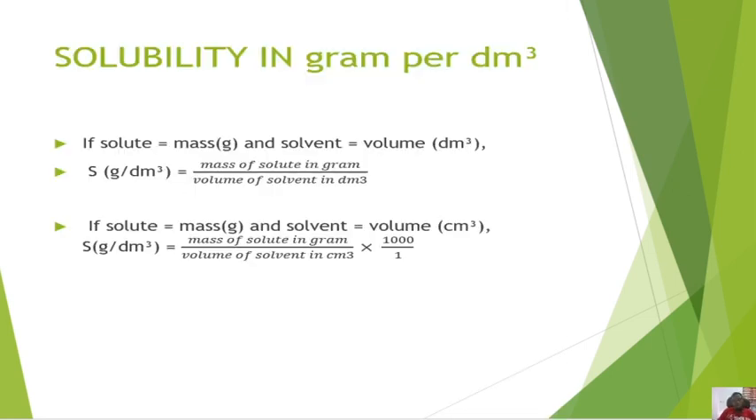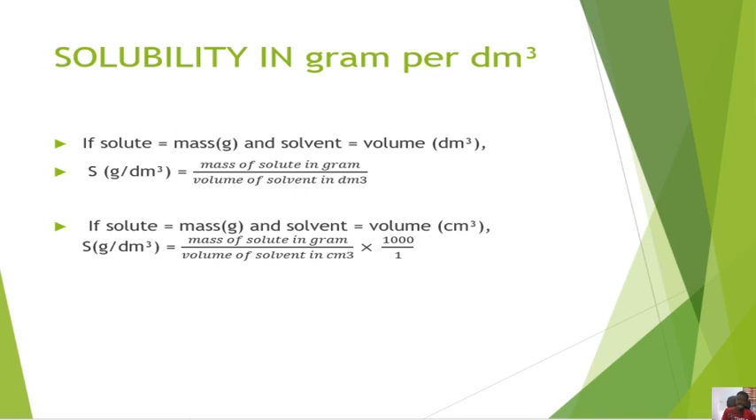The next one we're going to get into is solubility in gram per dm cube. Now, if you look at the unit, it's telling you that on top, you shouldn't have mole. What you should have on top is gram. So don't convert the gram to mole for this one. In fact, even if you have a mole and they ask you for gram per dm cube, you should convert the mole to gram before you start solving.